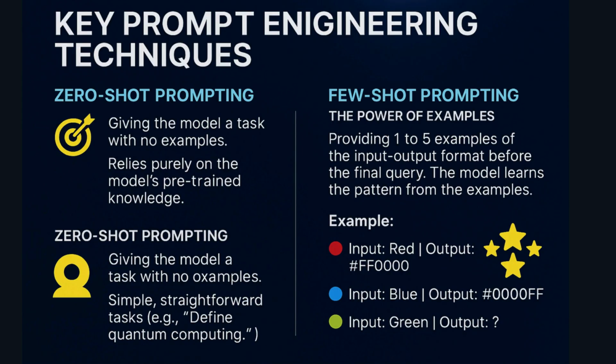In the few shot prompting technique, it harnesses the power of examples. It involves providing 1 to 5 examples of the input output format before presenting the final query. In the example, like mapping a color name to its hex code, the model quickly learns the desired patterns and structure. This technique significantly boosts performance and accuracy for complex, patterned or subjective tasks, as it effectively programs the model's short term context window.